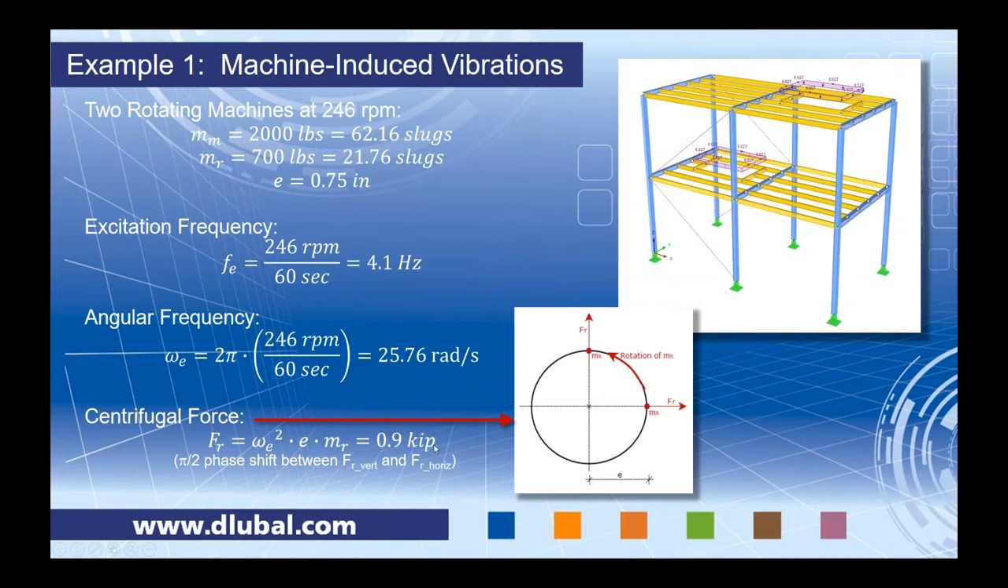So we have this force here, 0.9 kips, and as this machine is rotating in this circle, as we can see from this picture, at one point in time, we have 100% of the horizontal force acting on the structure, the 0.9 kips. But as it continues to rotate, at another point in time, we're now going to have 100% of the force acting in a vertical direction. But somewhere in between, we're going to have some type of relationship between the horizontal force and the vertical force acting together. This gives us a pi over 2 phase shift between the vertical force and the horizontal force that we want to take into consideration for our time history analysis.